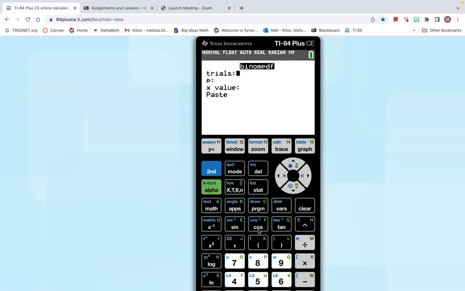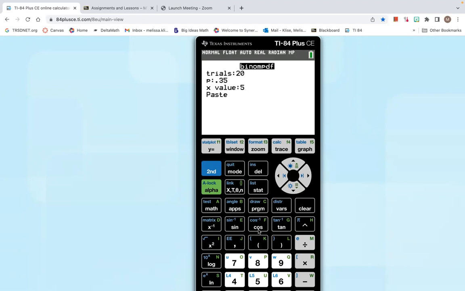Our number of trials was 20 because we randomly took 20 people. Our probability is 0.35 because 35% of all households have 3 or more cars. Then we're going to look at our X value. Our X value is 5 because we're looking for the probability of exactly 5.